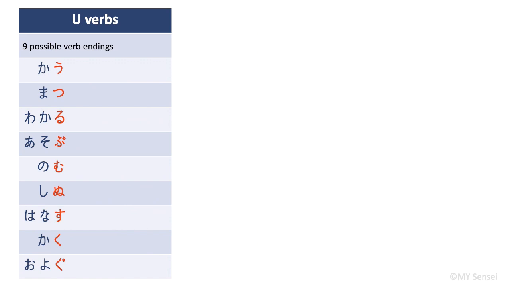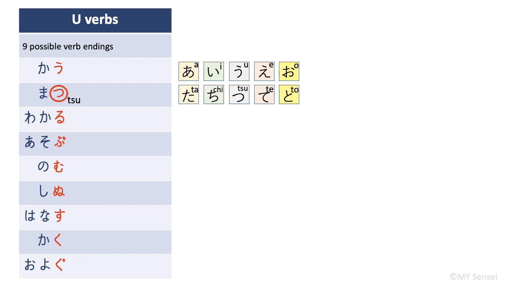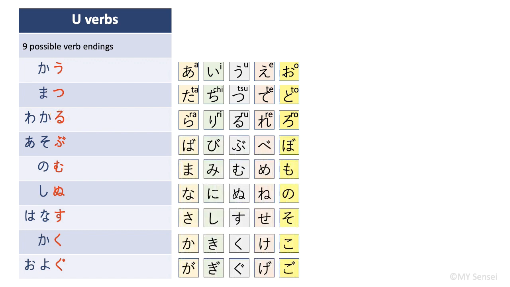This time, we are going to conjugate the U verbs. As I mentioned earlier, there are 9 possible endings. If you still remember the verbs te-forms song, you probably know what these 9 endings are. In any case, they all have the u endings. Let's look at kau first that ends with u. When you first learned hiragana, you learned a, i, u, e, o, and u is a part of this row. Let's move down to matsu, to wait, and its ending is tsu, and tsu is a part of the ta chi tsu te to row. The third word you see here is wakaru, which has the ru ending, and ru is a part of the ra ri ru re ro row. Here's the rest of the table.